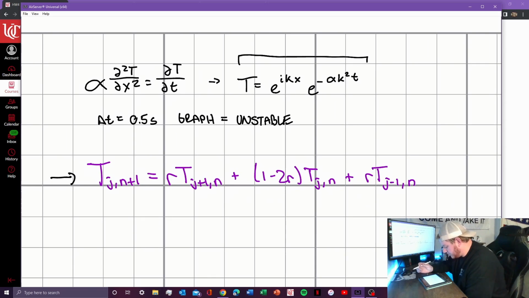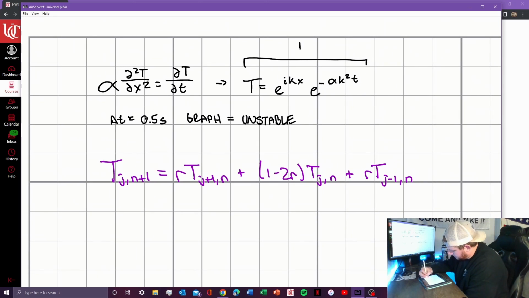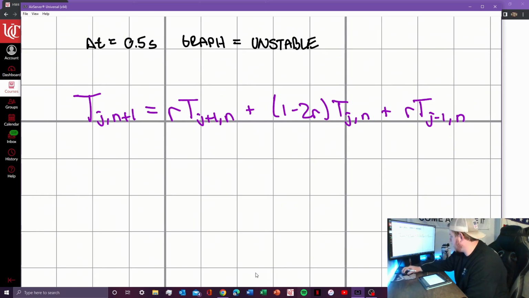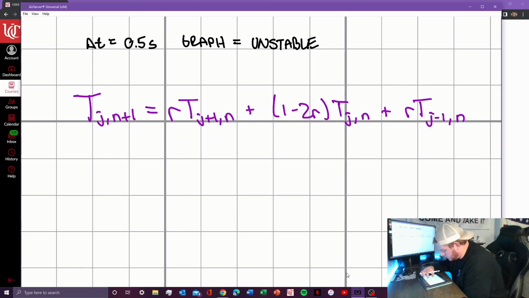And when we graphed it, we realized that if we had a time step greater than 0.5 seconds, the graph was nonlinear and unstable. So we are going to perform a von Neumann analysis to prove that that is in fact correct. The first thing we need to do is look at this T value here and substitute into it this explicit differentiation that we did in part 2.